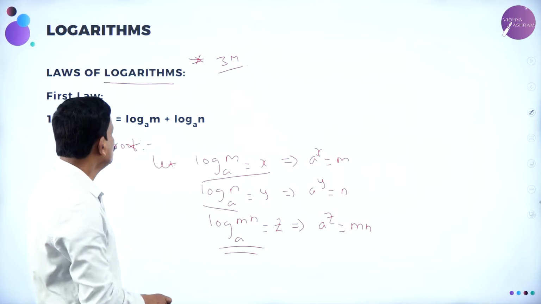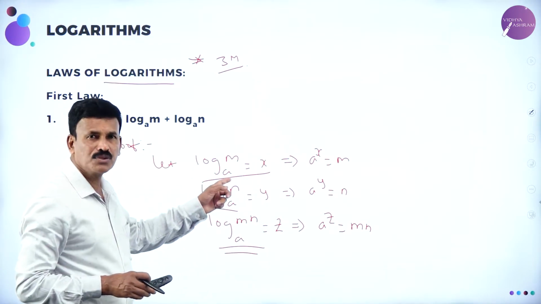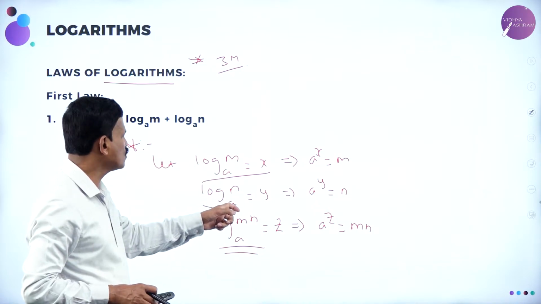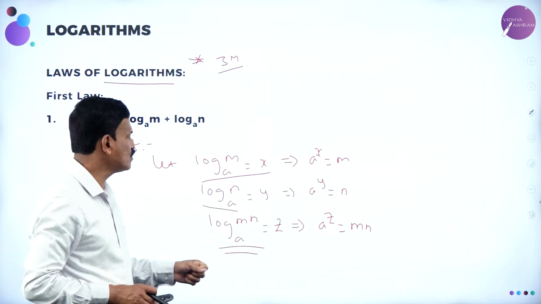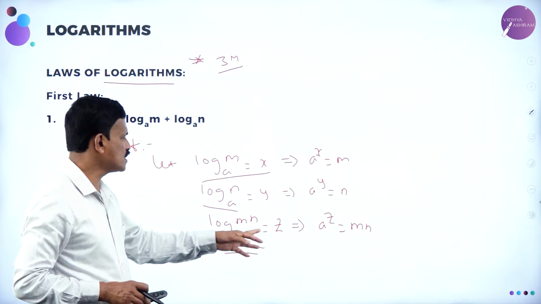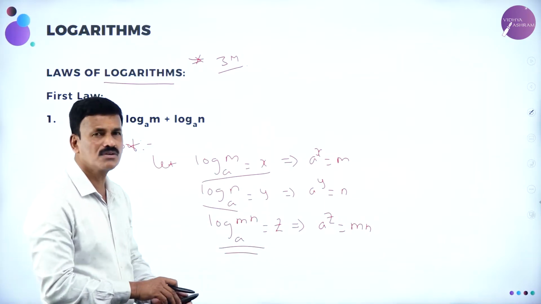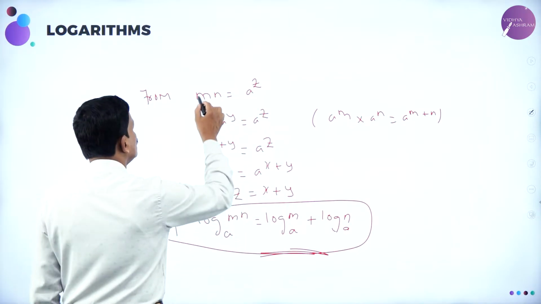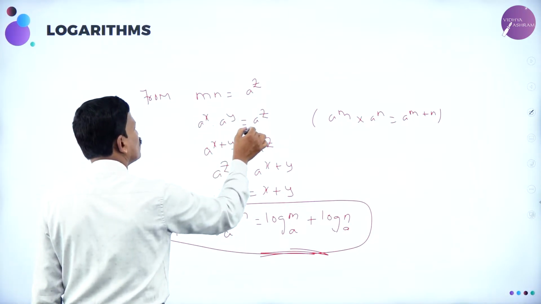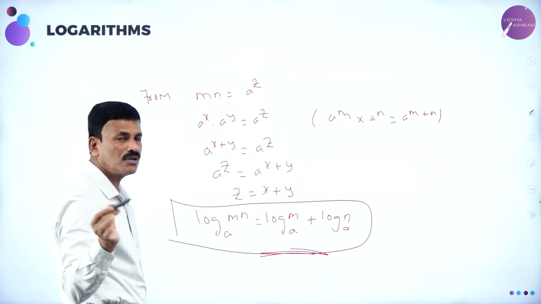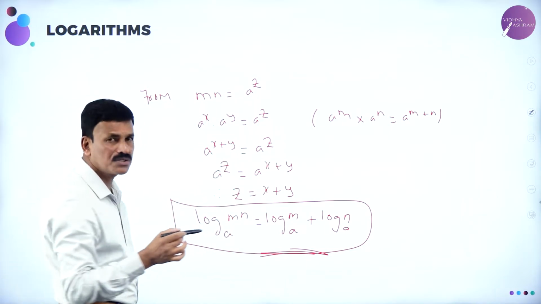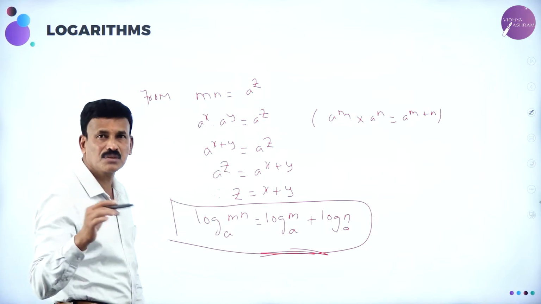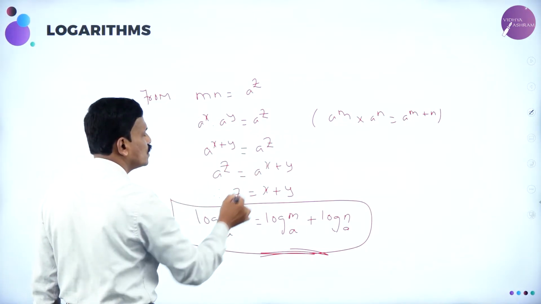So listen, let us consider log m to base a is x, which implies a power x is m. Log n to base a is equal to y, which implies a to the power of y is equal to n. Log mn to base a is equal to z, which implies a power z is equal to mn. Now consider mn is equal to a power z. M is a power x, n is a power y. According to the law of indices, a power m into a raised to n is a to the power of m plus n. A to the power of x into a to the power of y is a to the power of x plus y, equal to a power z.